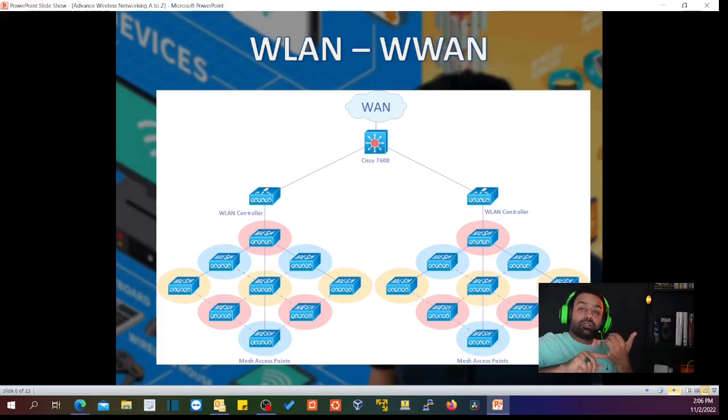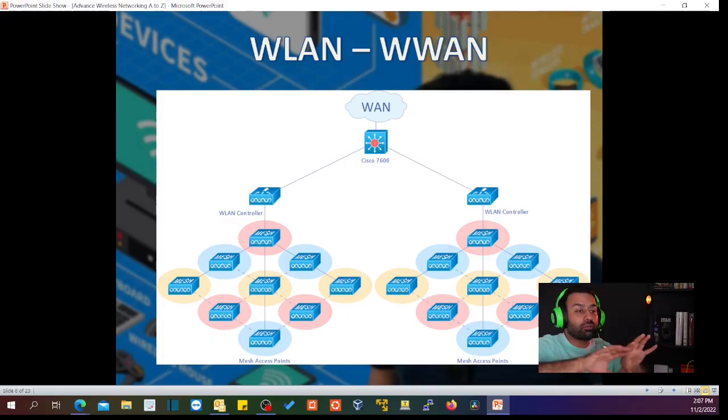So now we have two types of wireless controller. We have an on-premises wireless controller, and we will discuss these things. Even beyond that, we will configure and set up these things. But now we have a wireless controller on-premises, in the local area network, and we have a cloud-based wireless controller. Let's see here, Cisco, the 7600 series is cloud-based as well.